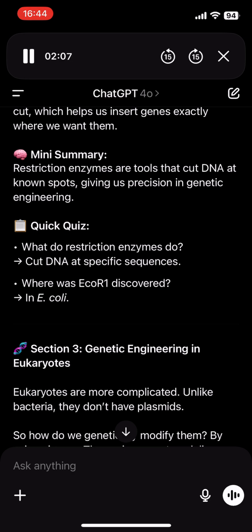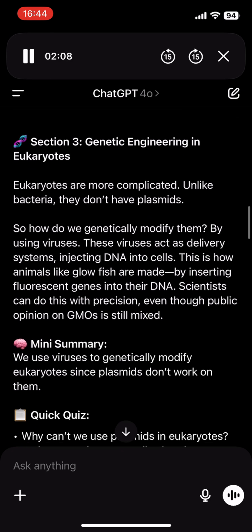Section 3: genetic engineering in eukaryotes. Eukaryotes are more complicated. Unlike bacteria, they don't have plasmids. So how do we genetically modify them? By using viruses. These viruses act as delivery systems, injecting DNA into cells.